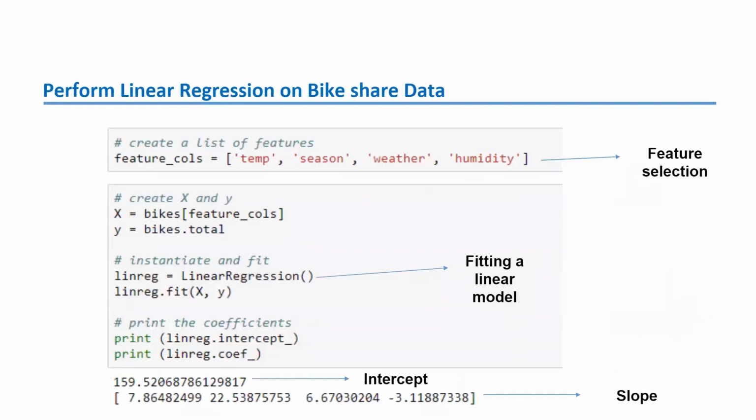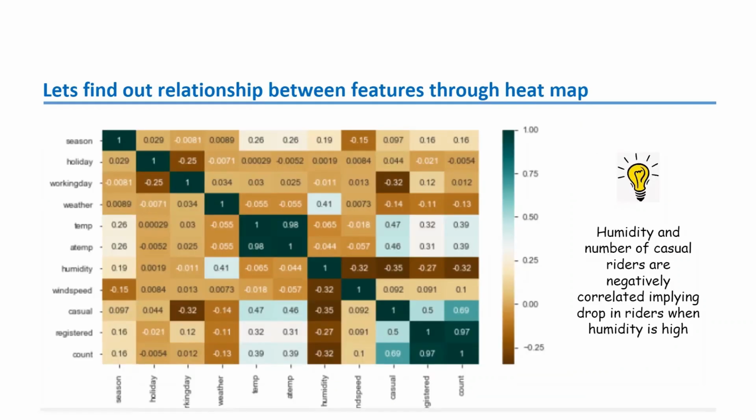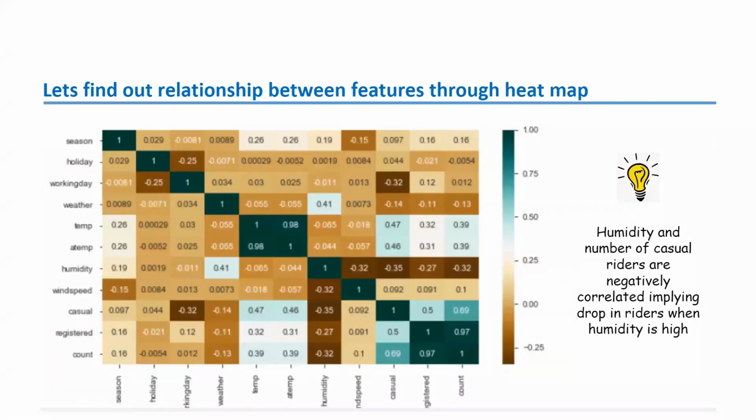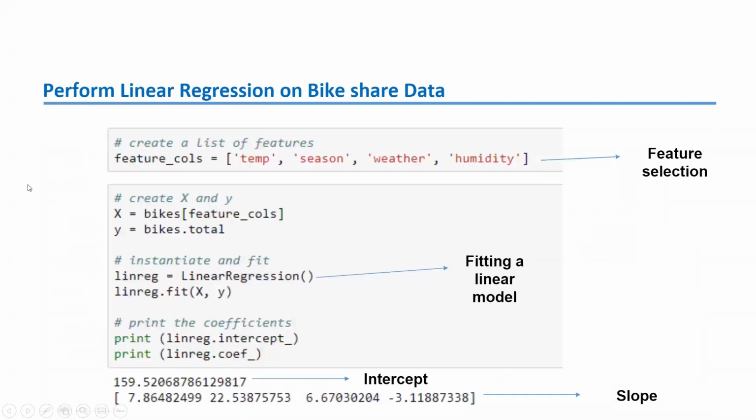Okay, now comes the regression part. We will perform some linear regression on the bike share. Based on this, we manually calculated that there are 4 features which we think are ideal for our analysis: temperature, season, weather, and humidity. These are the 4 independent variables which we have chosen from the list of independent variables. We'll come to this, don't worry about it.